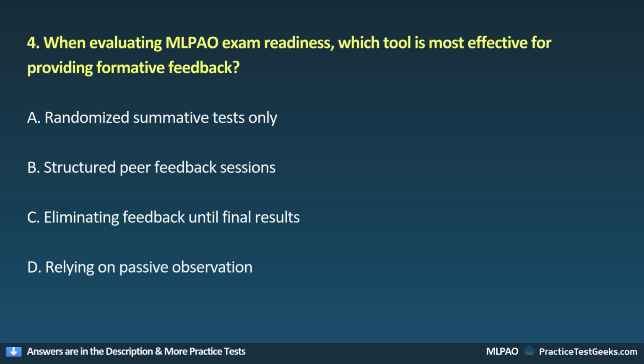4. When evaluating MLPAO exam readiness, which tool is most effective for providing formative feedback? A. Randomized summative tests only. B. Structured peer feedback sessions. C. Eliminating feedback until final results. D. Relying on passive observation.